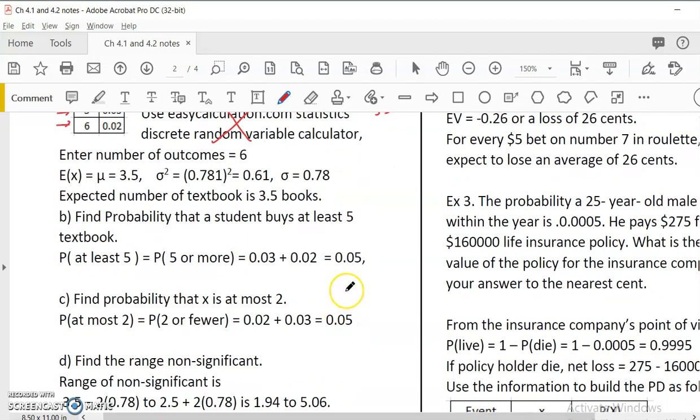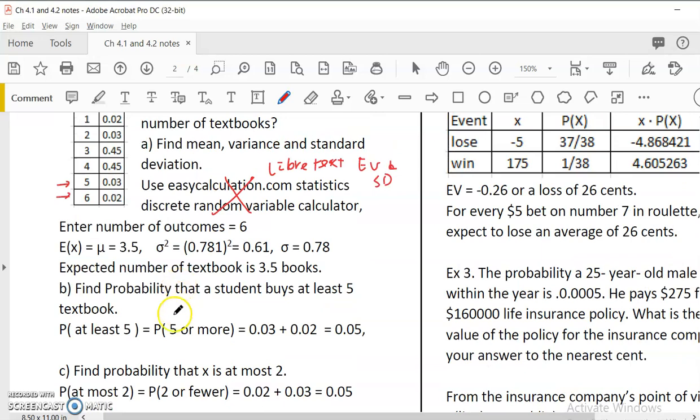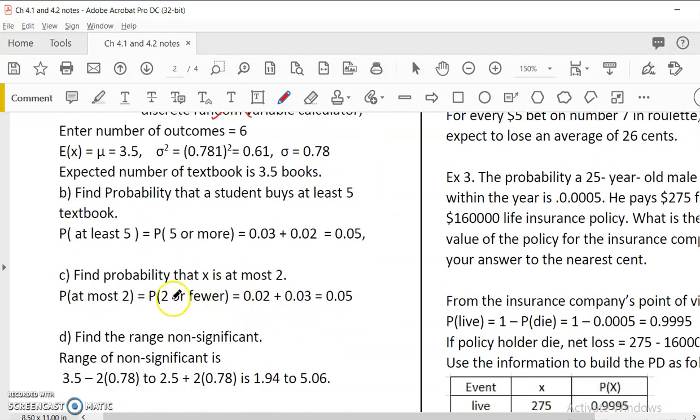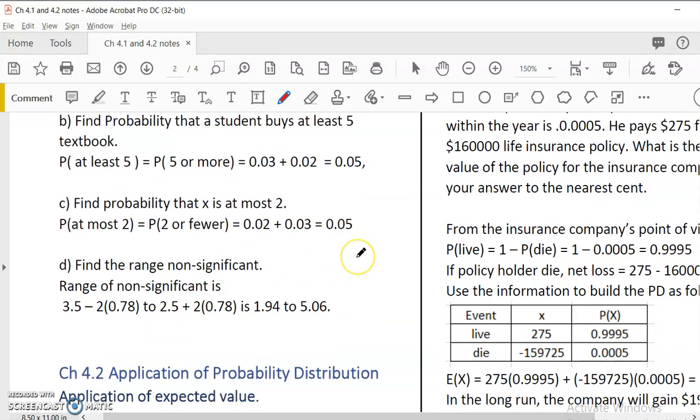So that's quite unlikely. Now find the probability that X is at most 2. What is the probability of at most 2 books? At most 2 means 2 or fewer. 1 book is 0.02 and 2 books is 0.03. So 0.02 plus 0.03 is 0.05 also.